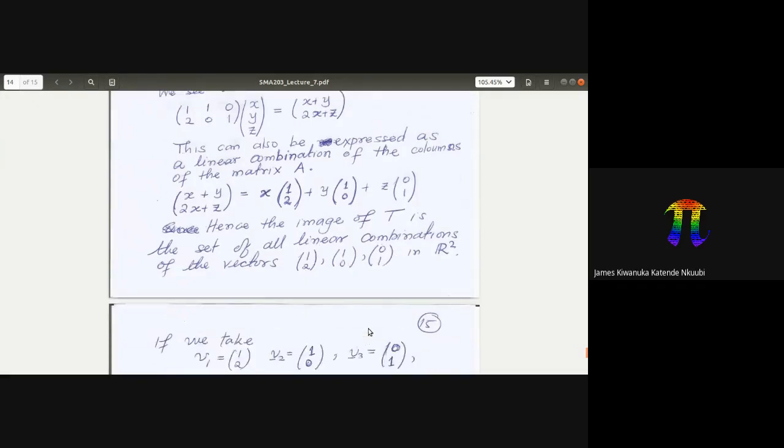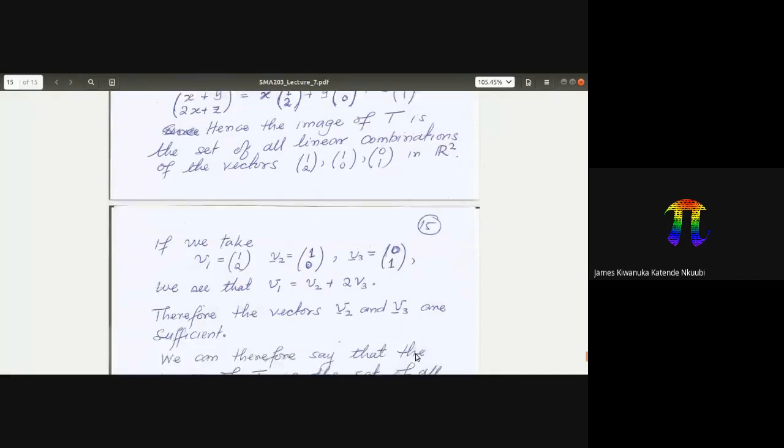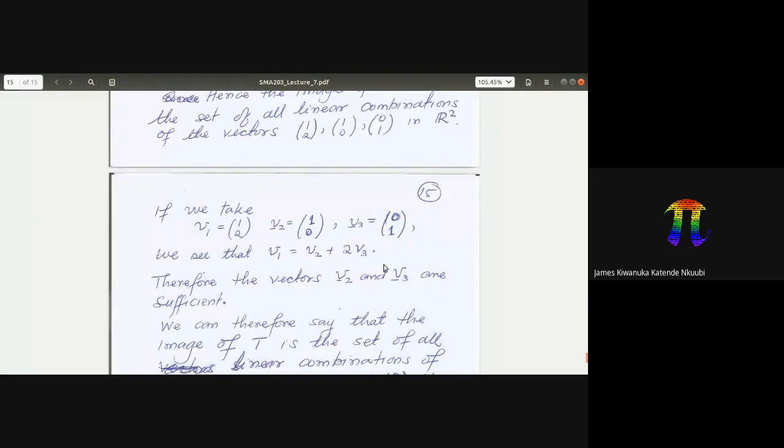Now we can reduce these vectors because they are linearly dependent. You can see that V1 is the same as V2 plus 2V3, right? So we don't need V1. The vectors V2 and V3 are linearly independent, and that's all we need, right? So the span of this set is the same as the span of just the two vectors, 1, 0, and 0, 1.